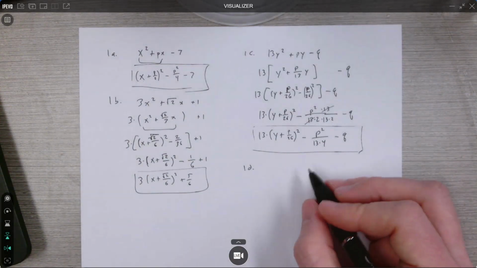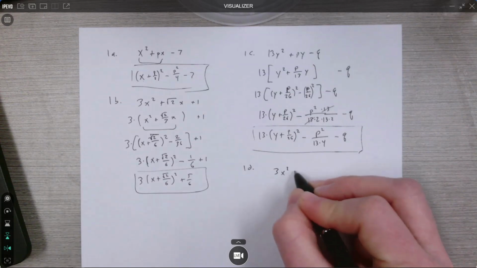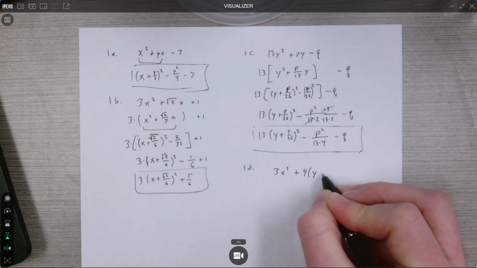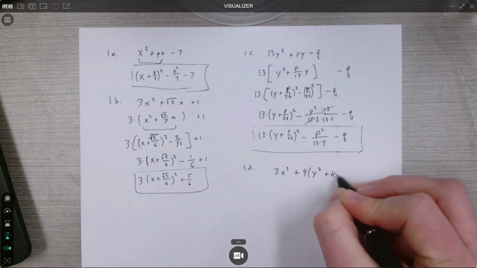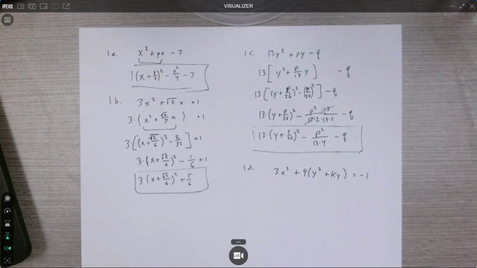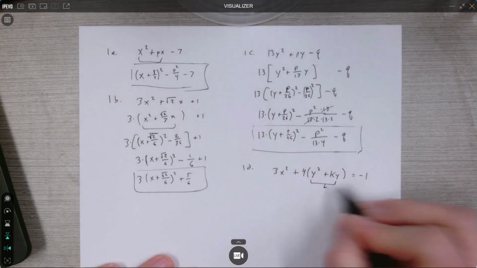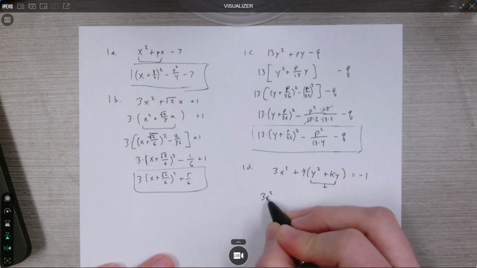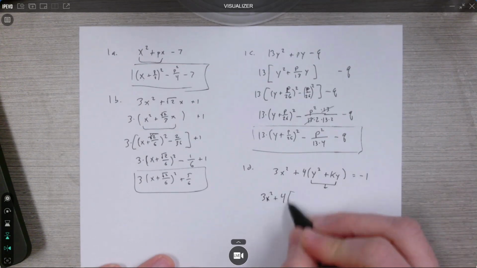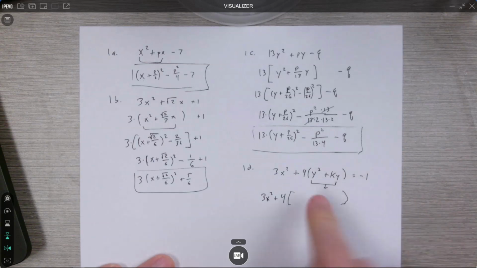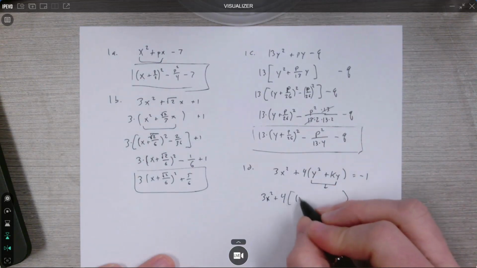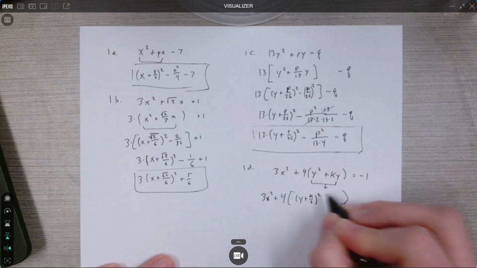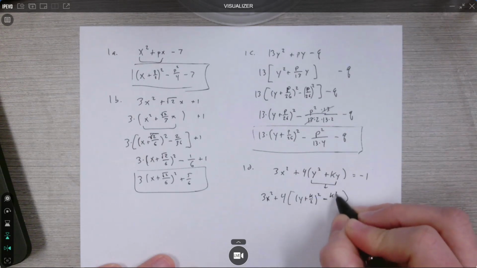Given the equation, 3x squared plus 4 times y squared plus ky equals -1. Okay, so given that equation, complete the square to write it in a form where the y's are together and the x's are together and so on. So it's really just asking me to complete the square here. So the 3x squared stays where it is. Is this the same as the problem up here? Yeah, it's the same as the problem up there. I guess let's just do it again though. So y plus k over 2 squared, and then minus k squared over 4.